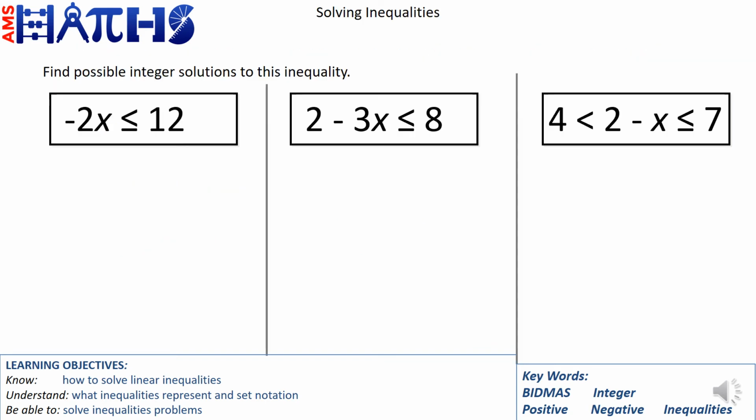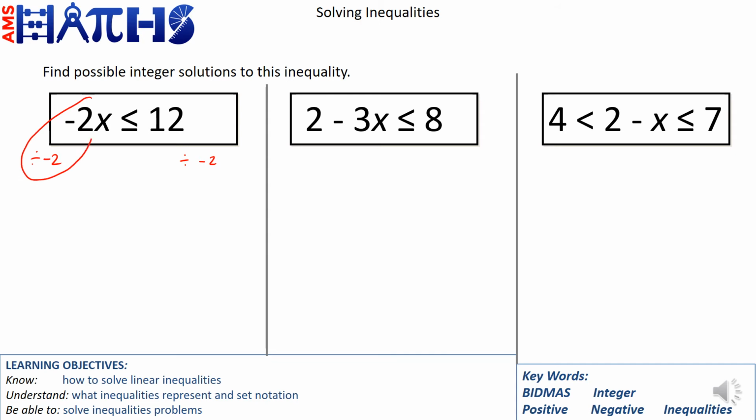Let's look at some questions where we have to apply the idea of dividing or multiplying by a negative number. So for the first question, we have x is being multiplied by -2, and -2x is less than or equal to 12. So to get our x by itself, we'll have to divide by -2. We have to do that on both sides.